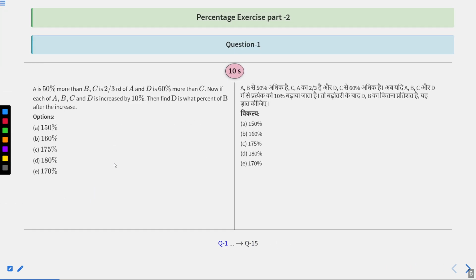The first question is: A is 50% more than B, C is 2/3 of A, and D is 60% more than C. If each of A, B, C and D is increased by 10%, then find D is what percent of B after the increase. You have 5 options and 10 seconds to solve this question. Your time starts now. Now time has been completed. We see the solution.